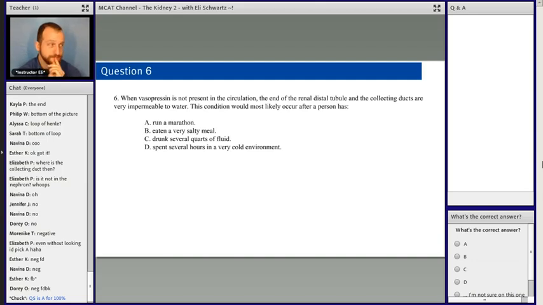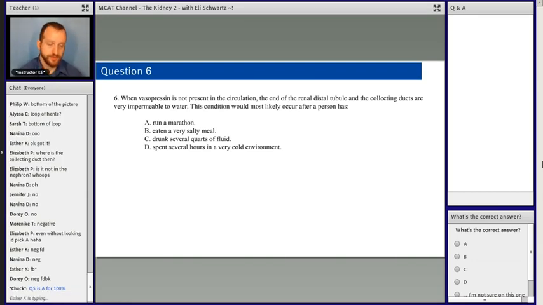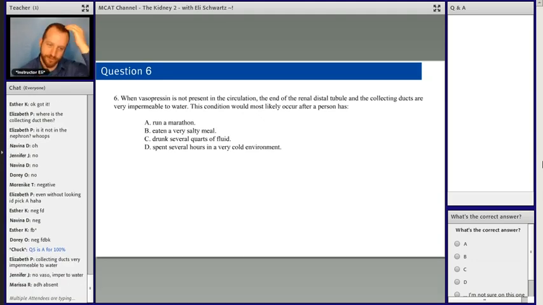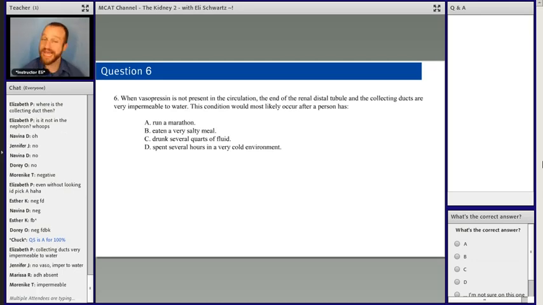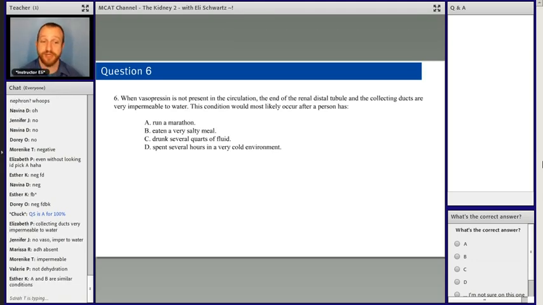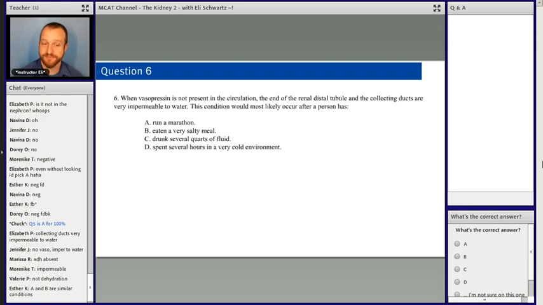Now, while you're doing it, there are like 2 hints they give you in this question. 2 hints. What were they? No vasopressin is one clue, right, Marissa? And Elizabeth's got the other one, impermeable to water. Okay. So it's definitely not dehydration. That's a good way to think of this, Valerie. We're definitely not dehydrated.